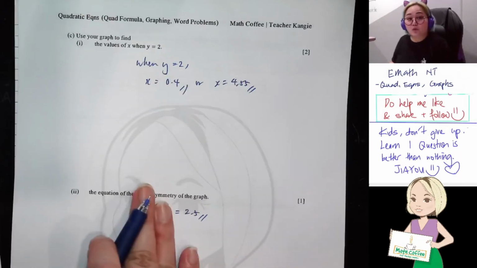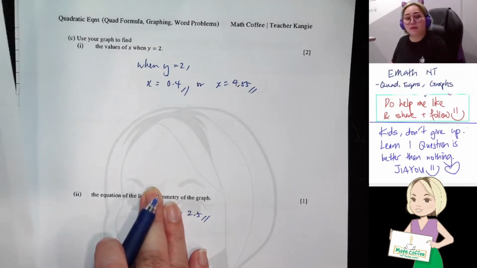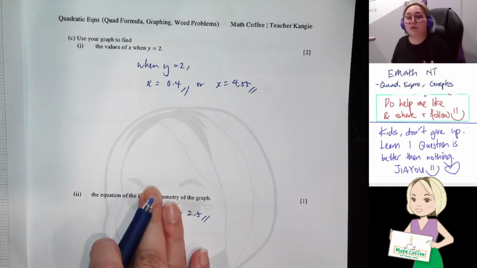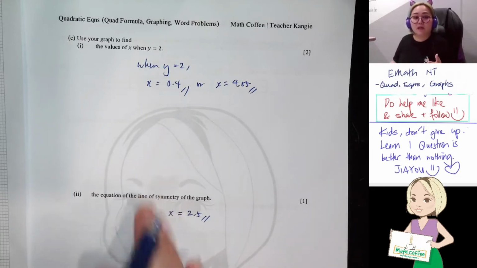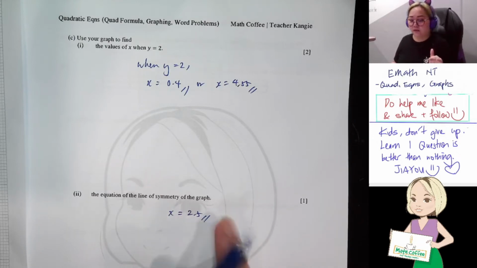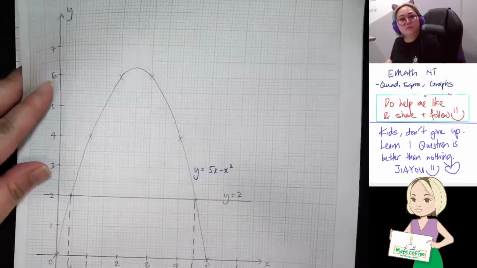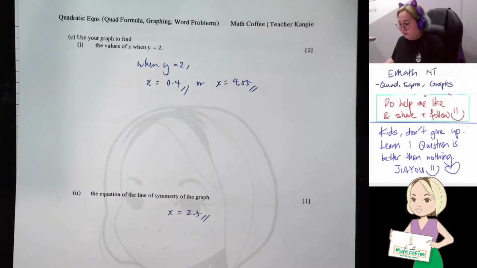Okay, don't just write 2.5. A lot of my students are very lazy. They always give the answer 2.5. 2.5 can have a few meanings. It can be y is equals to 2.5, which is a horizontal line. x equals to 2.5 is a vertical line. Then the vertical line is the line of symmetry because a horizontal line is never your line of symmetry for a quadratic graph. So you must write x is equals to 2.5. That is the equation of the line of symmetry. Okay. So that will be for question number 7.